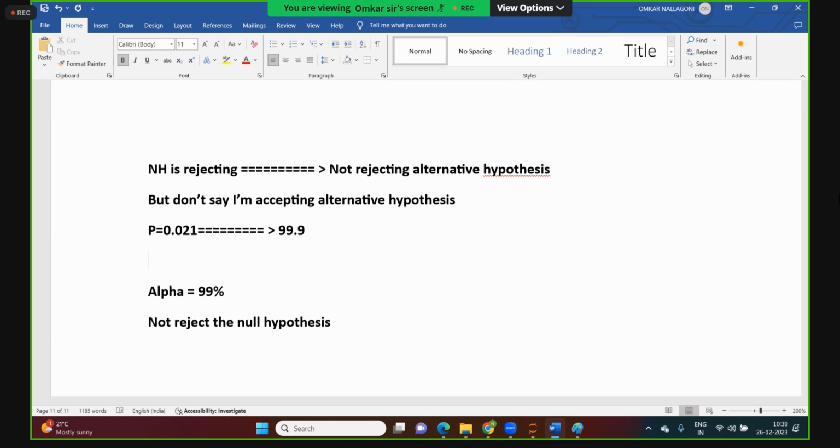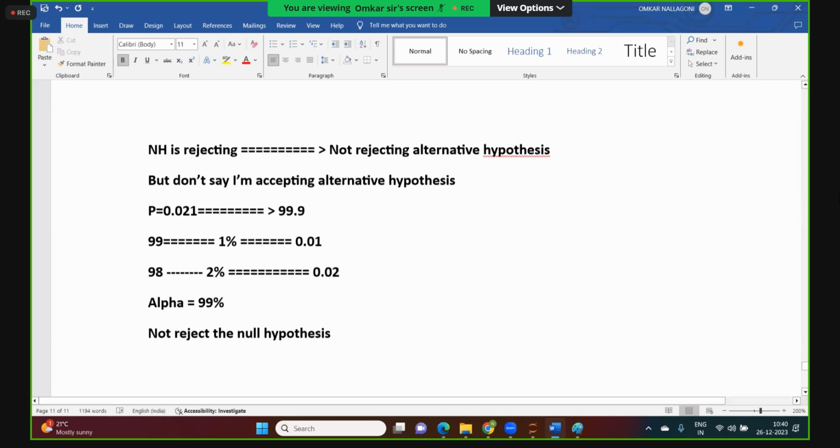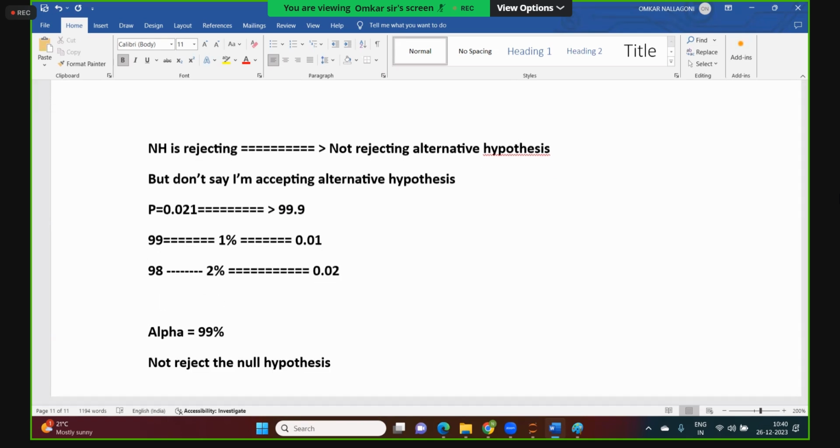Now you are saying 99 means 1% left, right? 1% means how much? 0.01. 98 means how much percentage? 2%. That means how much is there? 0.02. Now tell me, 0.021 means how much? 2.1%, right? So 2.1% means how much is the value now?